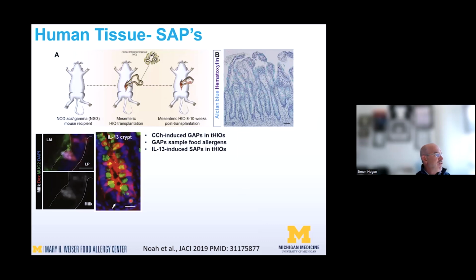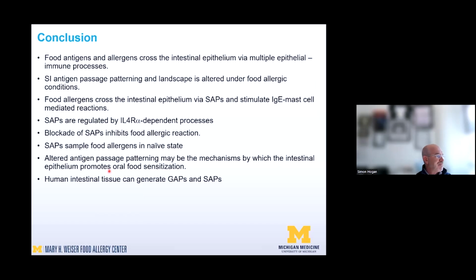And then if you do 2-photon imaging of the human intestine transplanted into the mouse, you can see that, yes, they do form antigen passages. And here's an example where we have milk and dextran co-localizing within goblet cells. And if we activate the IL-4 receptor alpha, we can see enhancement not only of goblet cell antigen passages, but also of other secretory lineages that are contributing to this response.